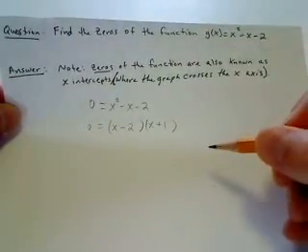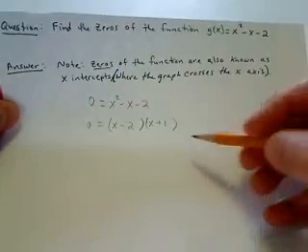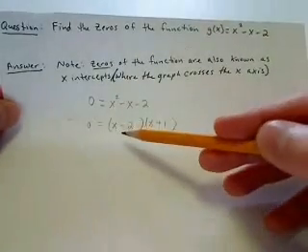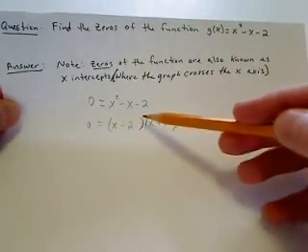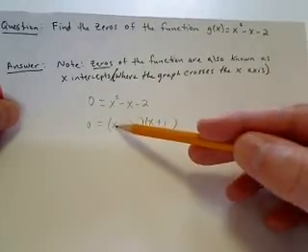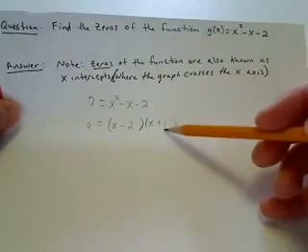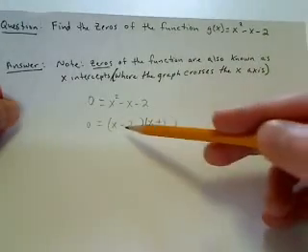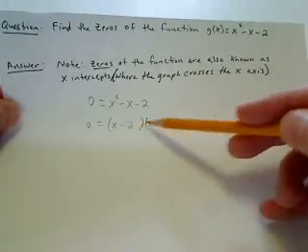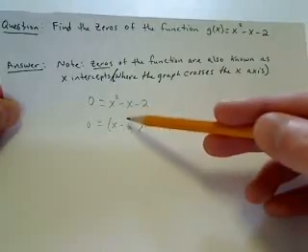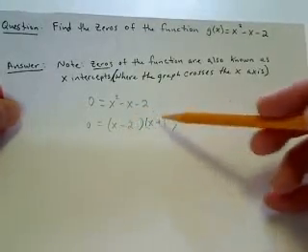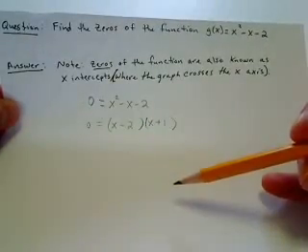Now I can always check my work, and you should double check to make sure that you've got it correct. You can do that by using the distributive property, or FOILing out. So we have x times x, that's x squared. We have the outside term as x times 1, which is 1x. The inside term is negative 2x. Negative 2x plus 1x is negative x. And then the last term, negative 2 times 1, is negative 2.